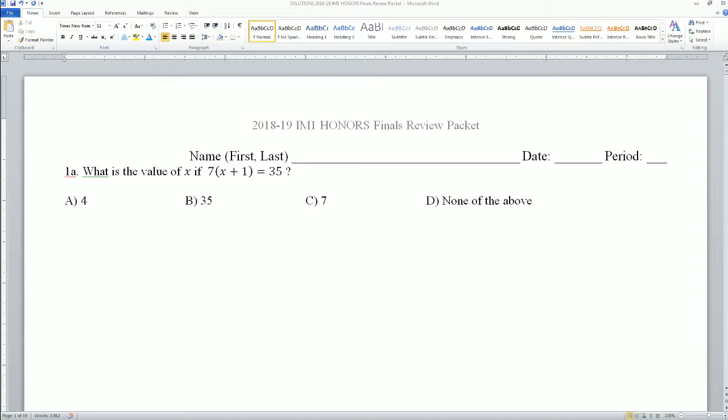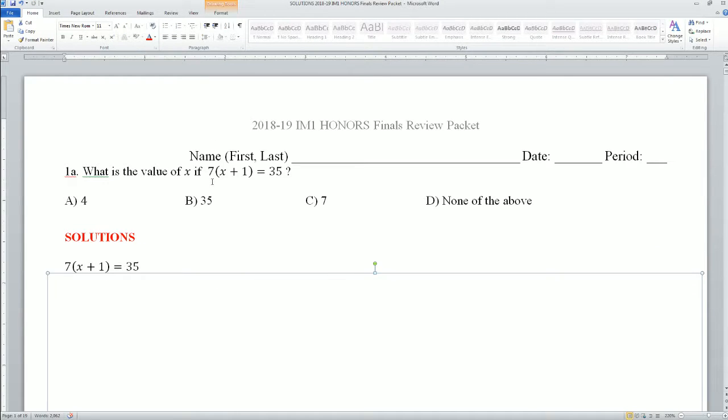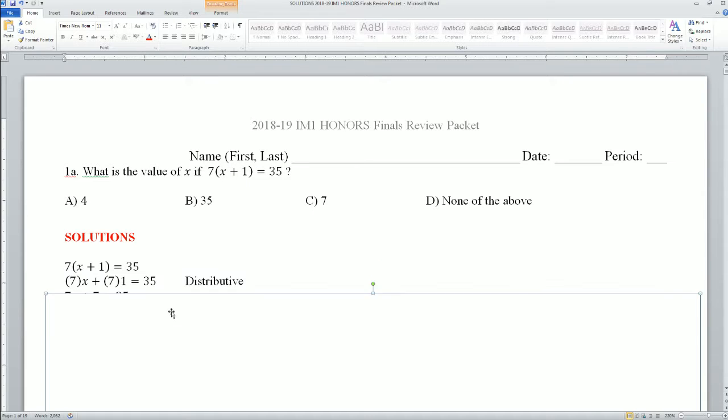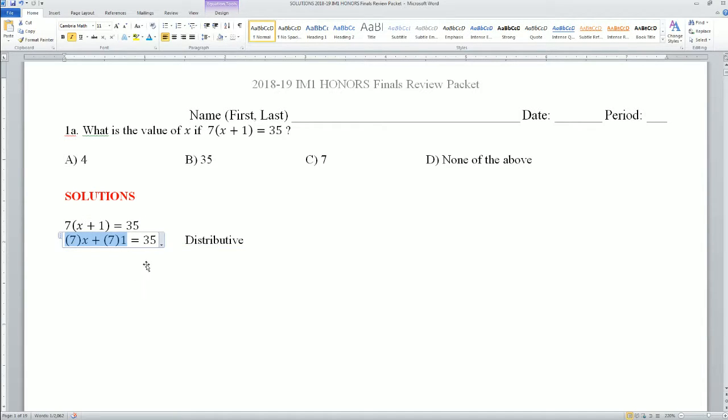All right. So number 1A, it says, what is the value of x if x parentheses x plus 1 is equal to 35? Here, the solution is you have to solve for x, so you first have to get rid of the parentheses. How do we do that? We do that by distributing 7 times x and 7 times 1. That is what you see here on the left hand side.